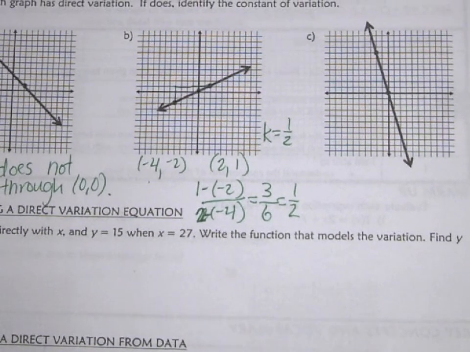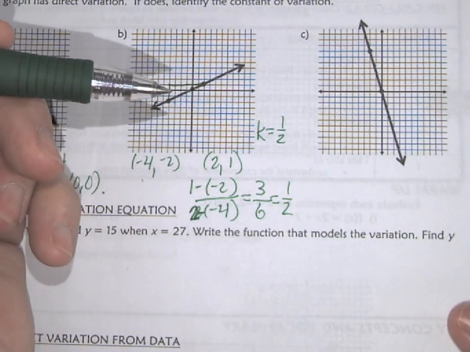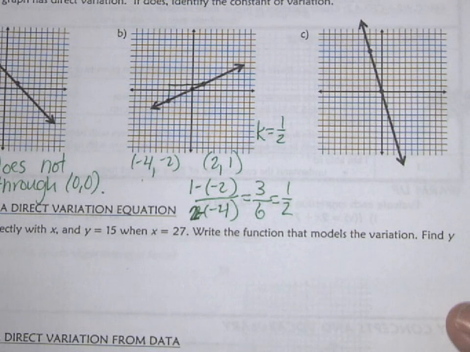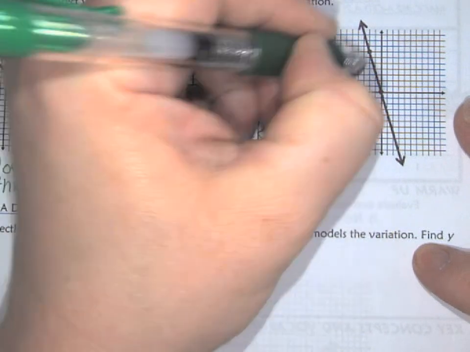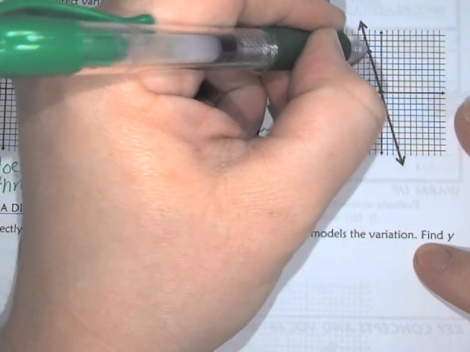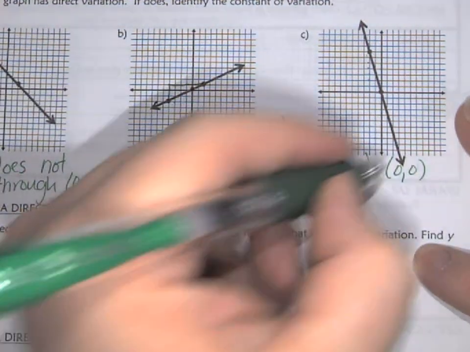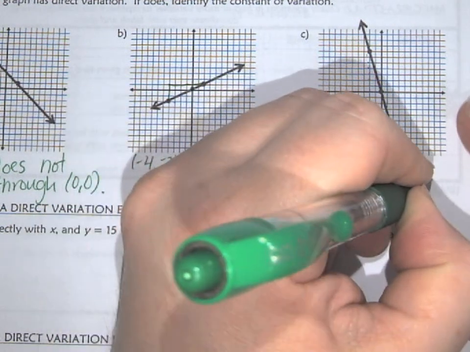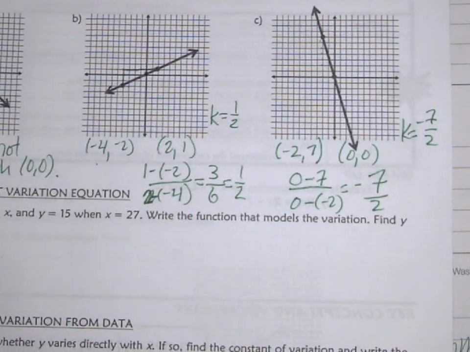All right, in example C, this also does go through the origin, so we can find our rate, our constant of variation, or the slope of the line, by identifying our ordered pairs. So we have -2, 1, 2, 3, 4, 5, 6, -2, 7, and this one is going through the origin at 0, 0. So 0 minus 7 over 0 minus -2 is -7/2. So in this one, my k value is -7 over 2.